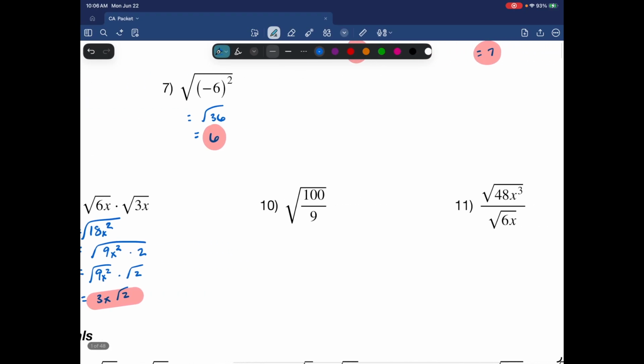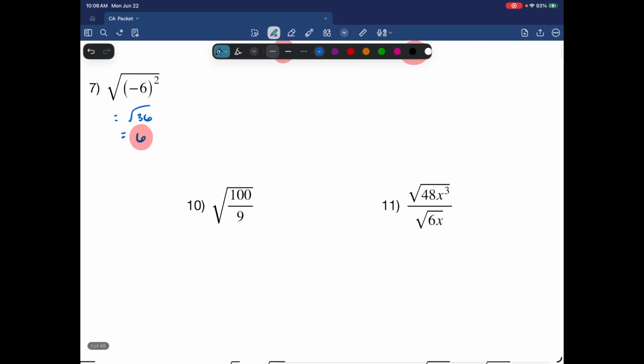Okay, once again, when you take the square root of a fraction, you take the square root of the top and bottom. The square root of 100 is 10. The square root of 9 is 3. And so 10/3 is my answer here.